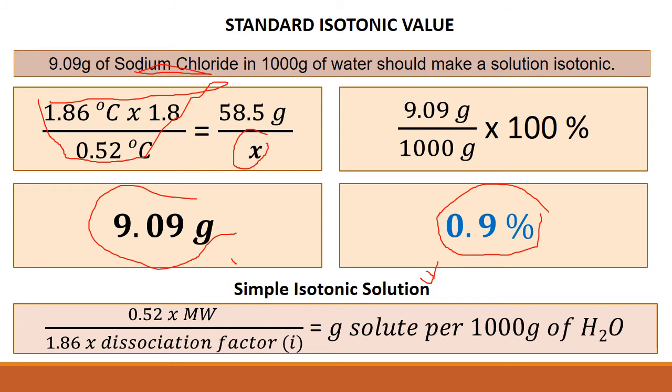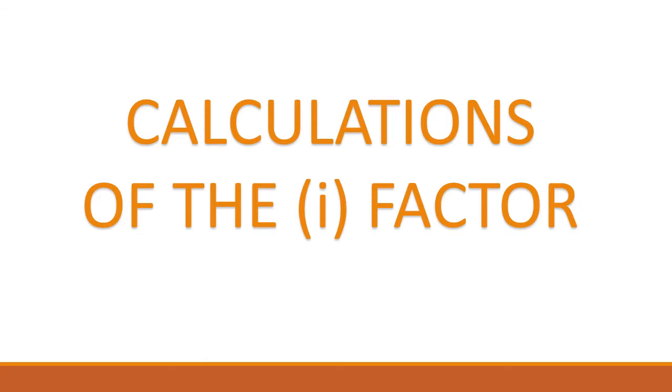Okay, so this is how you are going to apply the simple isotonic solution. So 0.52 times the molecular weight over 1.86 and the dissociation factor. So you have there the grams of solute per 1000 grams of solution. So this is how you get it. Okay? It is not that important to memorize the formula, but you have to remember that we have 0.9% isotonic solution.